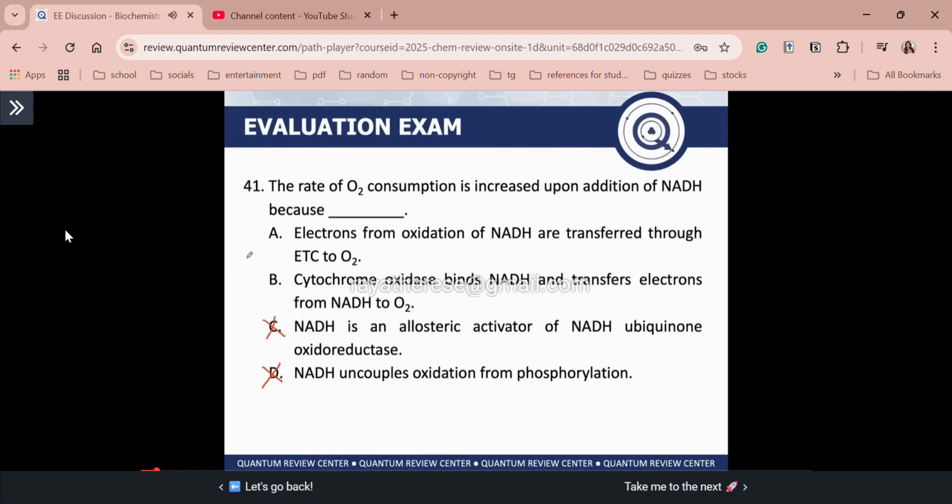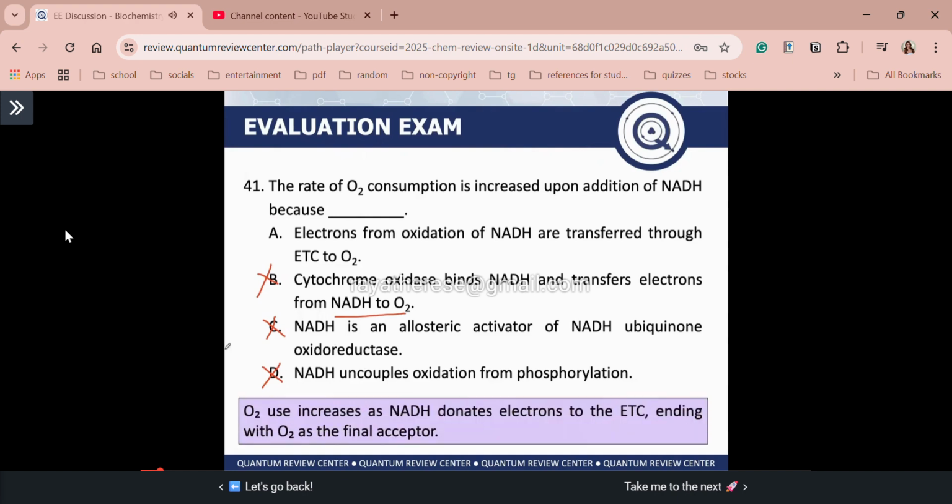Let's check letter B. Cytochrome oxidase binds NADH and transfers electrons from NADH to oxygen. Class, this is an incorrect choice. Sir, bakit? The electron transfer from NADH to O2 is not direct using only one complex or enzyme, which is cytochrome oxidase. So, sir, letter A ang answer? Yes po. Again, the oxygen use increases as NADH donates electrons to our electron transfer chain, the four complexes, before ending with oxygen as the final acceptor. Let's read letter A. Electrons from oxidation of NADH are transferred through the electron transfer chain to oxygen. So, class, again, our answer here is letter A. All clear? Ayan, I hope you got the correct answer. So again, ang challenge here is the lengthy choices.